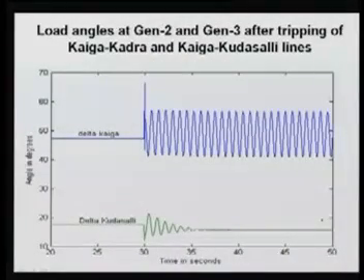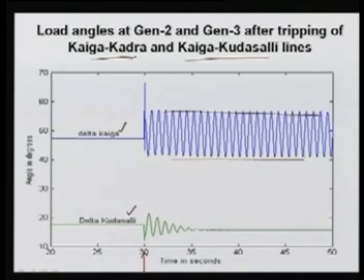You can see here the load angle delta at Kaiga and Kudasali that we simulated. If the two lines, the Kaiga-Kadra line as well as the Kaiga-Kudasali line, are out, then we tripped the line and we found, you can see, this oscillation observed here, and that oscillation conforms with the actual measurement.